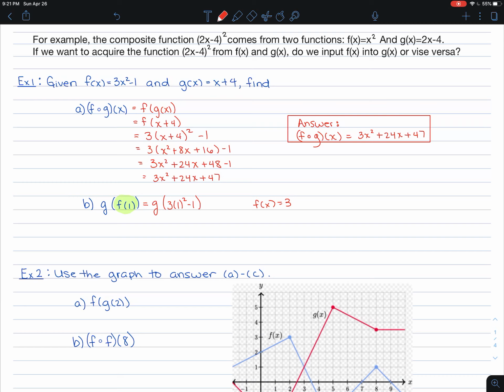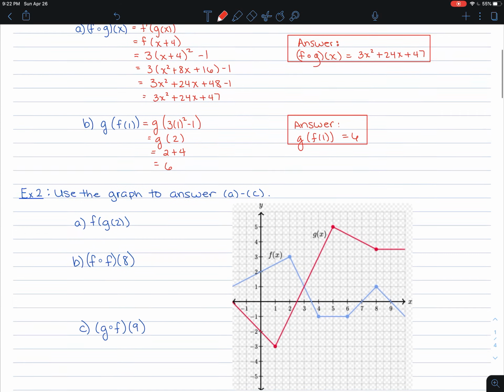Minus 1 is 2. So go ahead and do that. And then now we have g of 2. That means now that we are plugging in x equals 2 into the function g of x. So now we're substituting 2 for x. So we should get 2 plus 4. And then go ahead and simplify that. And your final answer should have been g of f of 1 equals 6.